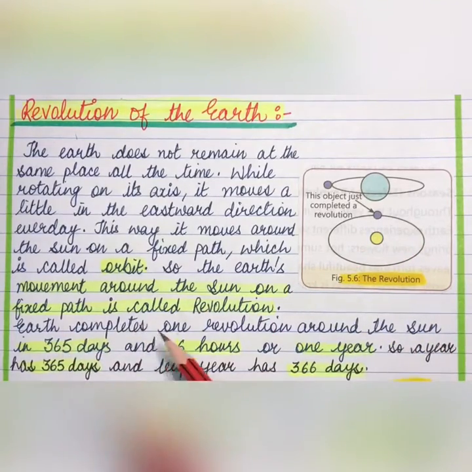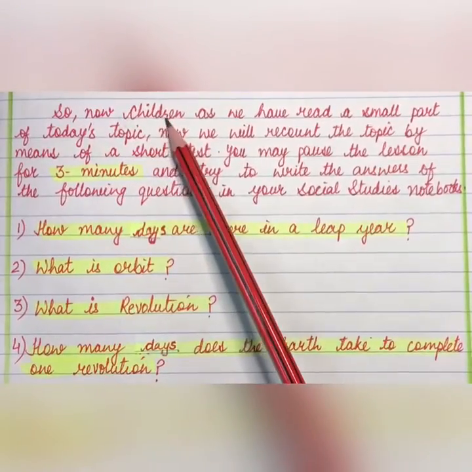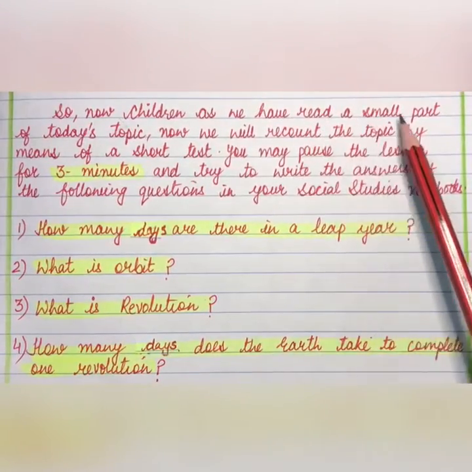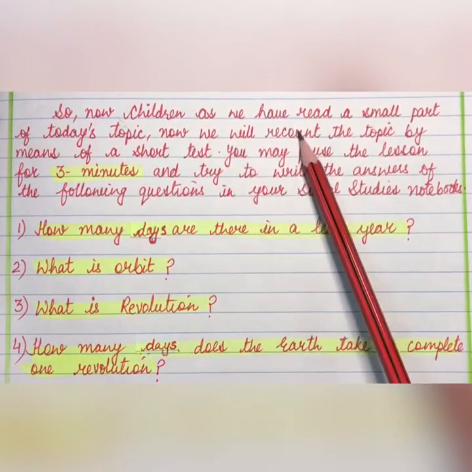Earth completes one revolution around the Sun in 365 days and 6 hours, or 1 year. So, a year has 365 days and a leap year has 366 days. So now children, as we have read a small part of today's topic, now we will recount the topic by means of a short test.